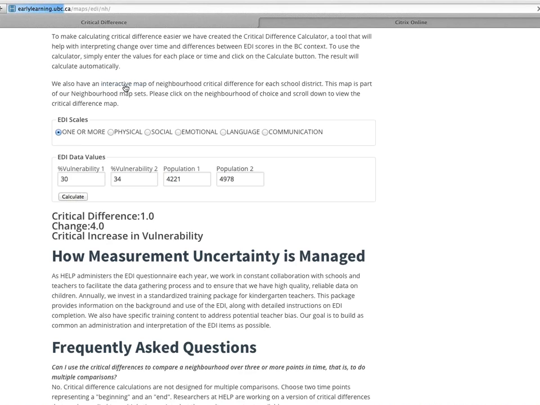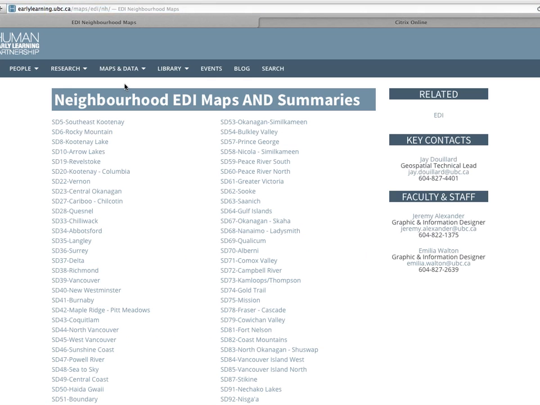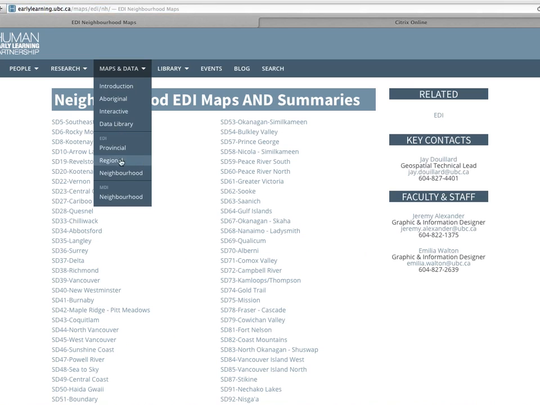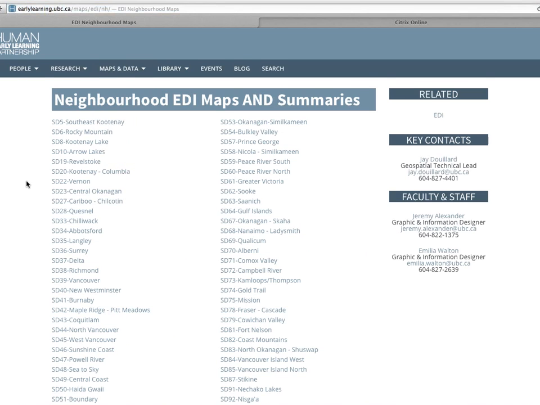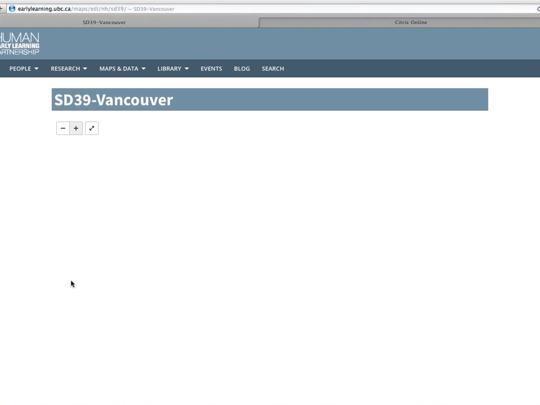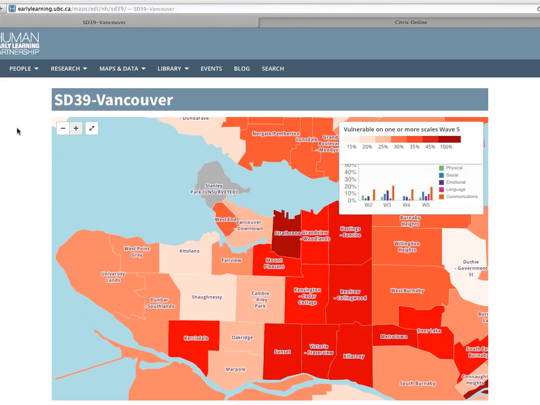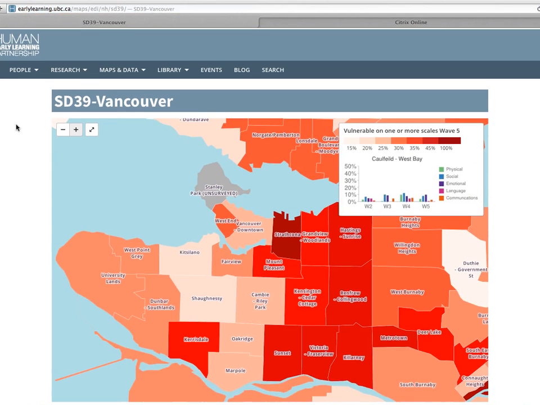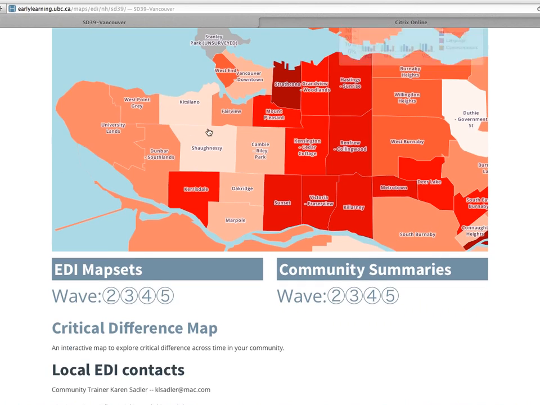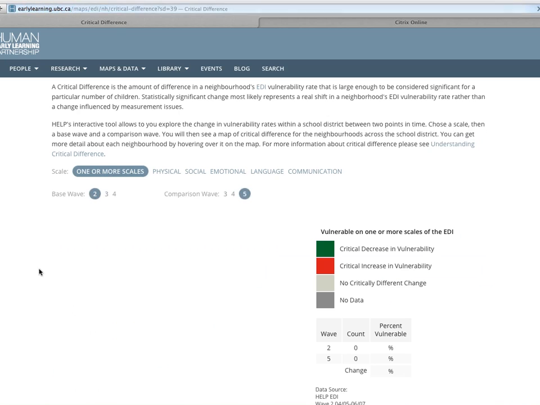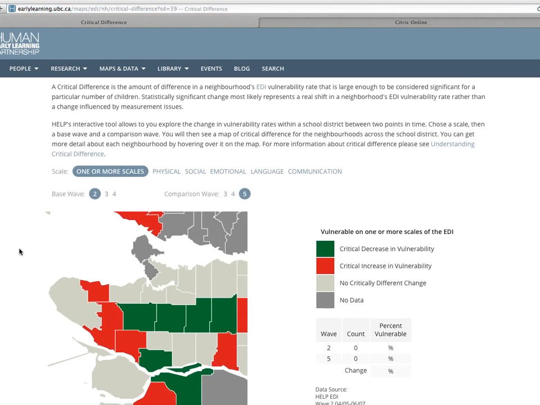Thanks. So I have one more thing to show you. You can get here by going to Maps and Data and then Neighborhood. I'm just going to use Vancouver because that's where we are right now presenting to you. This is the Vancouver School District Neighborhood Data page. There's an interactive map that you may have seen before that allows you to see EDI results. But right here is a critical difference map, and this is a new tool we've been working on.